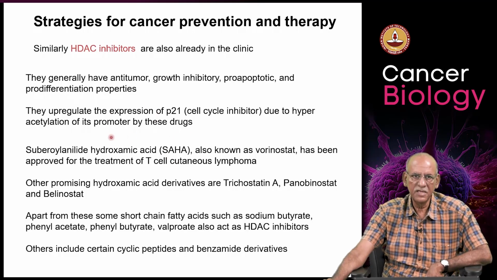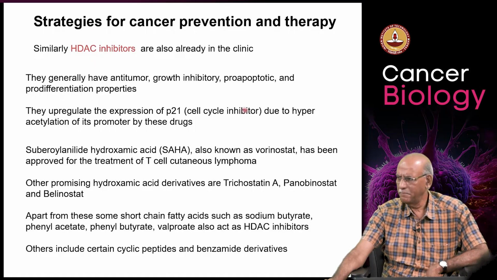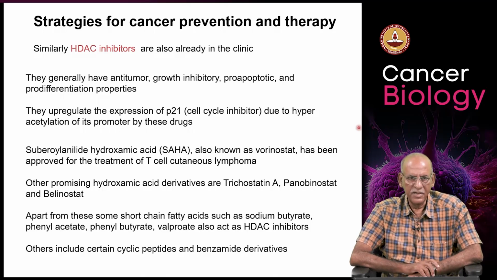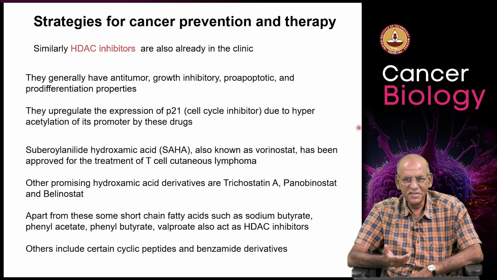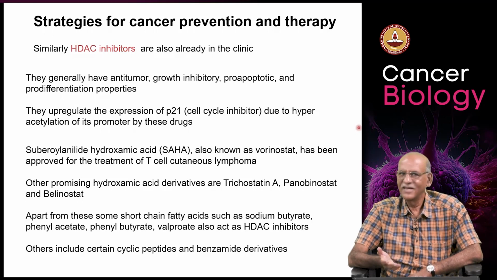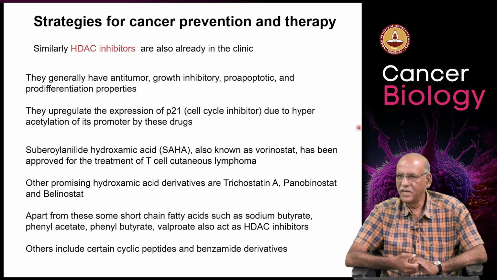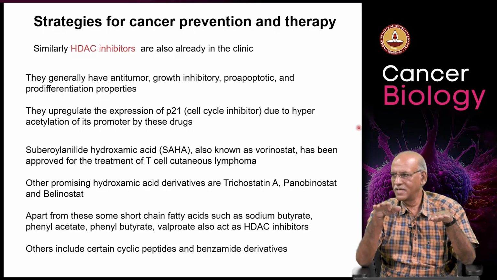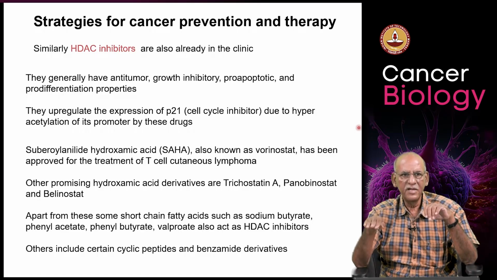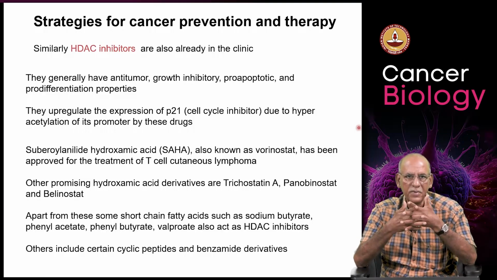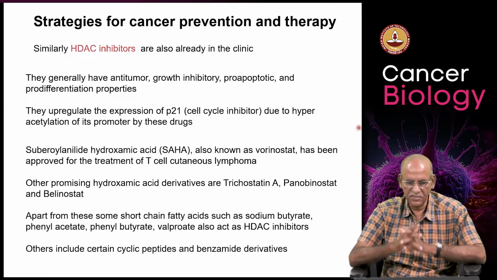What is meant by HDAC inhibitor? Histone deacetylase inhibitor, right. So, if deacetylation is inhibited, what is happening? Acetylation goes up. It is a balance between acetylation and deacetylation. If you are inhibiting deacetylation, you are enhancing acetylation, simple. So, that is what is happening, acetylation of its promoter by these drugs.